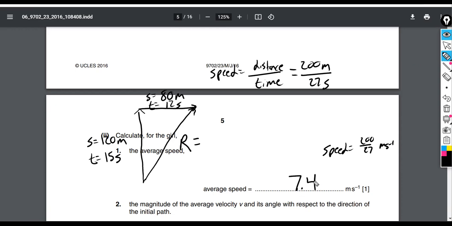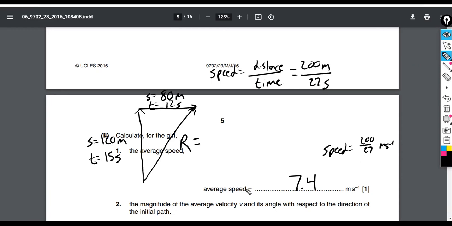.4 would be what I would round that to. Okay, your calculator might show 7.407407 repeating. 7.4, 2 significant digits, the first decimal point. That's a good answer for the average speed. Okay, and it comes from this calculation.